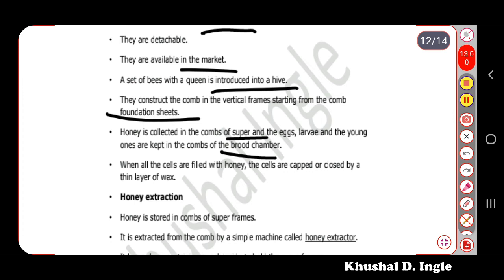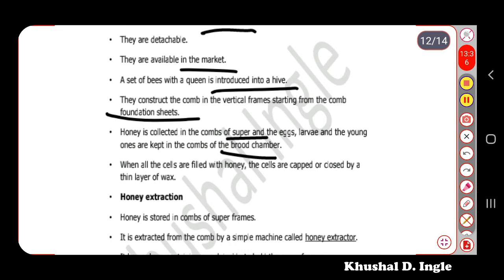Between these there is a small hole which contains a wire mesh through which the worker will easily move from the brood chamber to the honey chamber, but the queen will not easily pass. The queen will lay her eggs within the brood chamber, and the uppermost chamber, the super chamber or honey chamber, will contain only honey, not the young ones. In this way we can get pure honey without harming their young ones or their eggs.